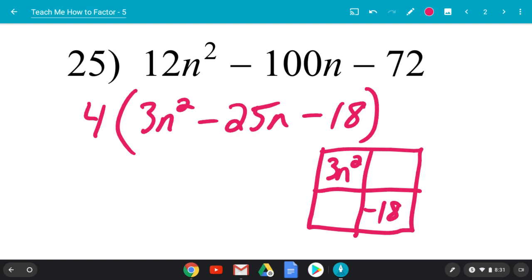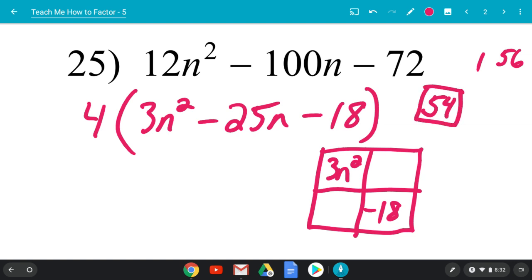Multiply those two. Some of you, when I get to this box method, you start daydreaming a little bit. Stay with me, please. The easiest thing to do is put the first term and the last term in. And that's when people start falling asleep. Don't fall asleep. We have to multiply the numbers. 3 times 18 is 54. Now, I need to list the factors of 54, just like I have with the constant over and over again. So, list the factors of 54. I got 1 and 54.